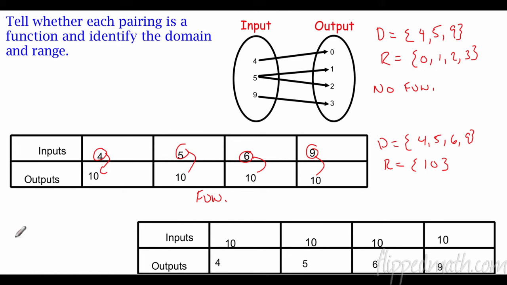Let's try this one. Our domain for this one looks like it is just 10. And our range, 4, 5, 6, 9. Oh, it looks like we just flipped this one, didn't it? So, is this a function? Well, 10 goes to 4 here, but this is the same number, and it goes to 5, and this, so note, 10 goes to 4 different places, so this is not a function, all right? This is not a function, because for the one input we have, it goes to 4 different outputs.